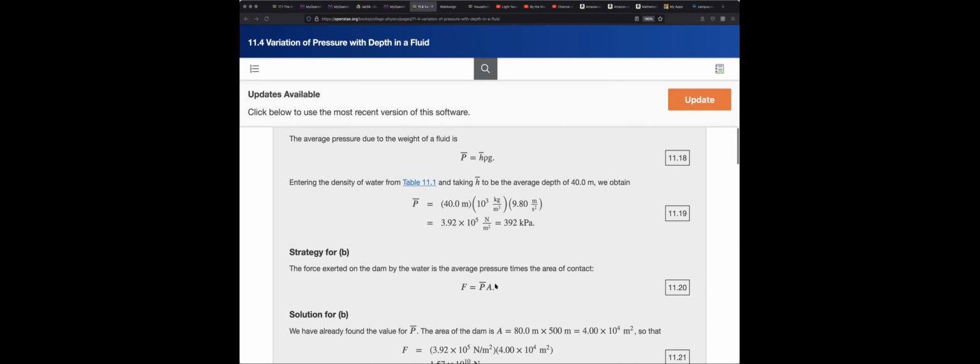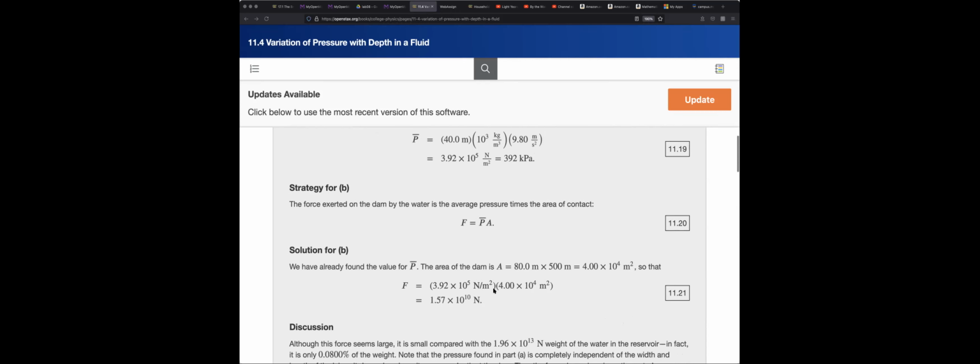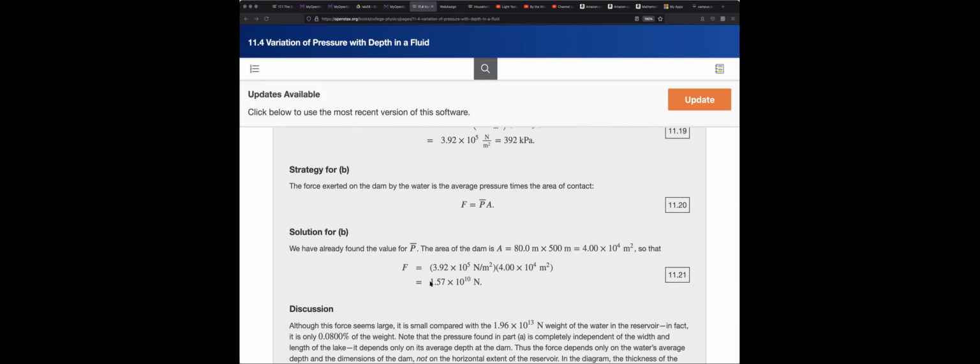So we can calculate the average force if we know the area of the dam. Well, we know the width of the dam and the height of the dam, so we can calculate the area of the dam. We do that, and the average force is 1.57 times 10 to the 10 newtons. That seems like a big number, but remember that the mass of the water was 1.96 times 10 to the 12, and the weight of the water was 1.96 times 10 to the 13. The weight is 1,000 times more than this.